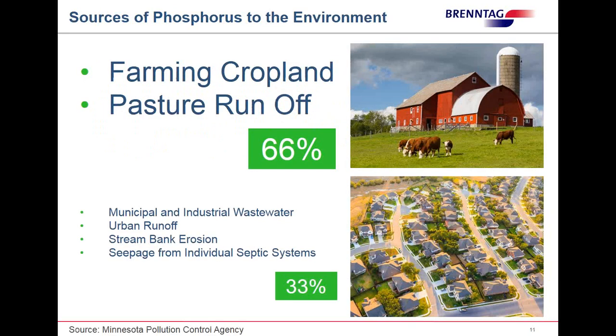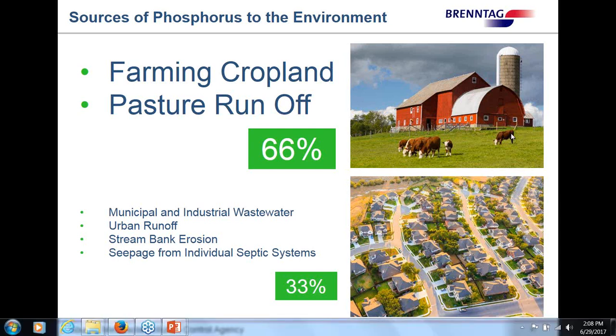So sources of phosphorus to the environment. About 66% of phosphorus is from fertilization of croplands and livestock operations and their associated runoff. And 33% comes from municipal and industrial wastewater discharges, urban runoff, stream bank erosion, and seepage from septic tanks. Today, I'm going to focus on the treatment of municipal wastewater discharges.